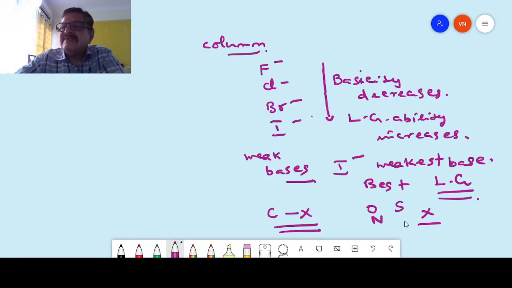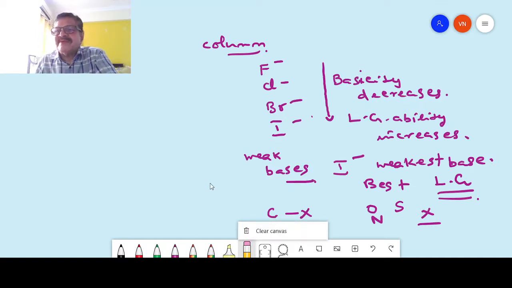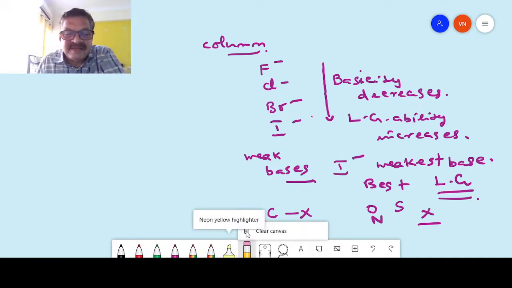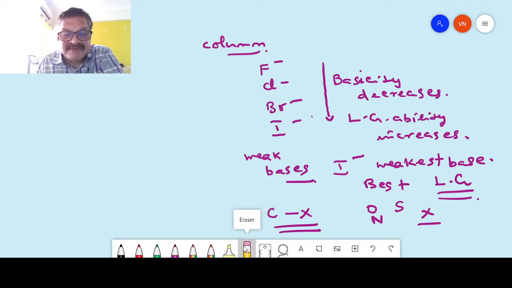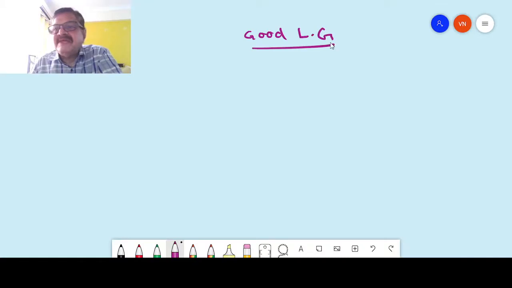Now let us see the good leaving groups and poor leaving groups. I'll just give you a brief introduction: which are the good leaving groups and which are the poor leaving groups, the different kinds of classification, why it is a good one and why it is a poor one. I will simply write LG for leaving group.